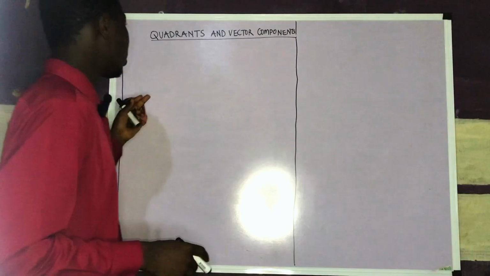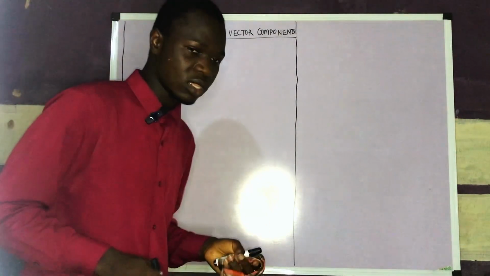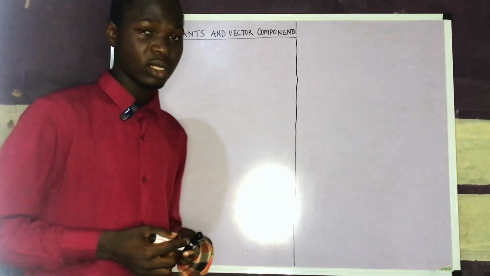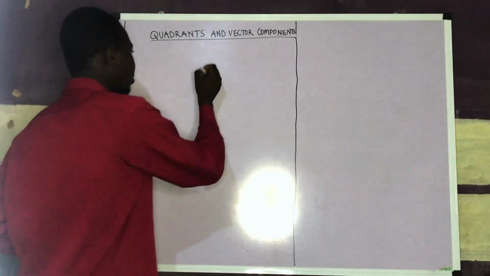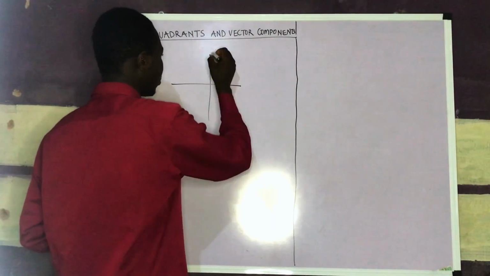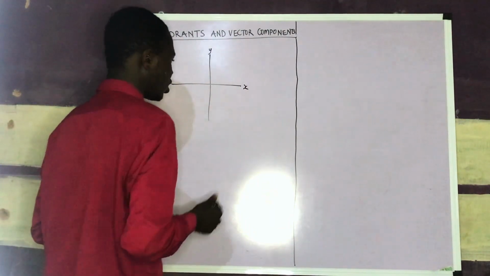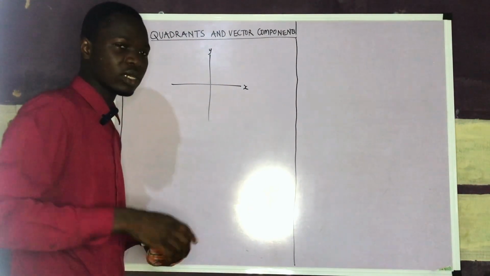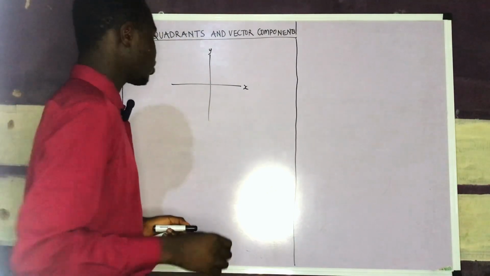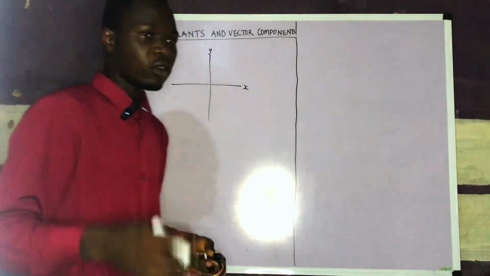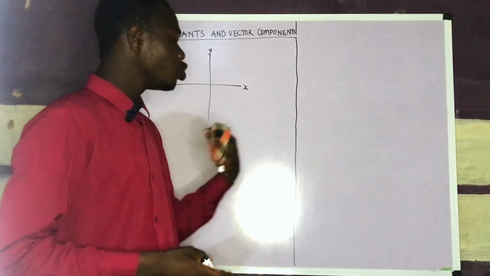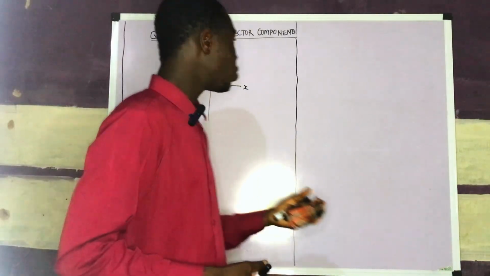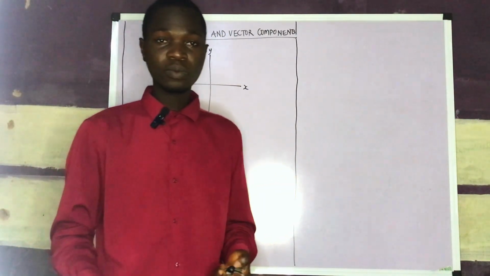Now today we are talking about the quadrants and vector components. Last video I talked about the vector component: we have a y-axis and an x-axis. That means we have a horizontal component, which is our x component, and also we have our y component, right? So in order for you to solve a vector, to know the direction in which a particular vector goes, you must know how to measure this vector, right?